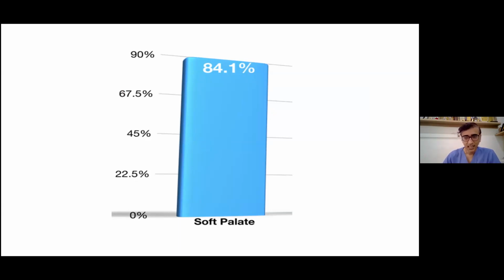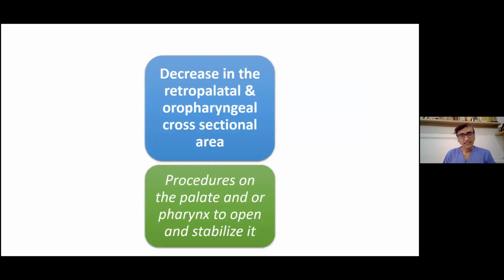Now, what is causing palatal obstruction? There is a decrease in the retropalatal area and in the oropharyngeal cross-sectional area. That's what it means when you say there is a palatal obstruction. Now, what are you supposed to do? All you're supposed to do is a procedure on the palate to open it and stabilize it.